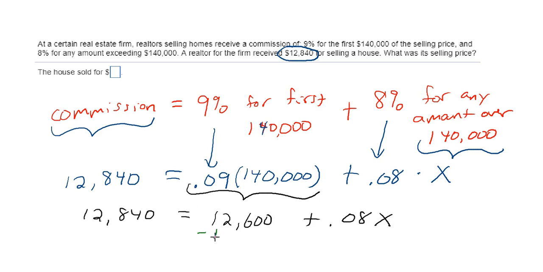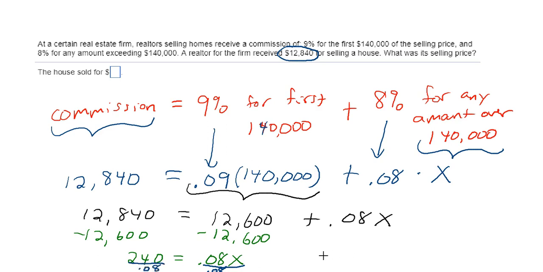We'll subtract the 12,600 to the other side. So the 12,000 goes away, and we'll have 240 left over from that, equals 0.08x. And then to solve for x, you divide by 0.08 on both sides.